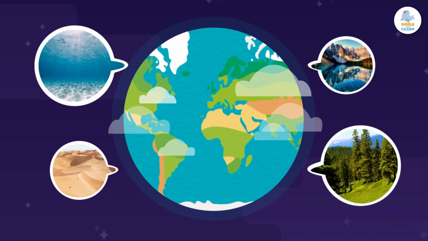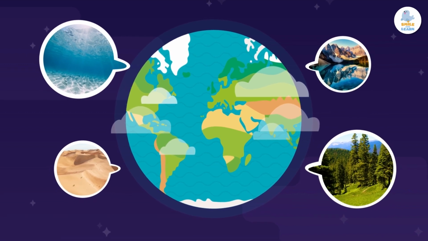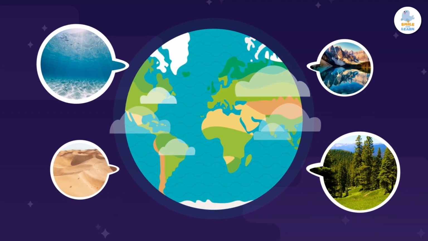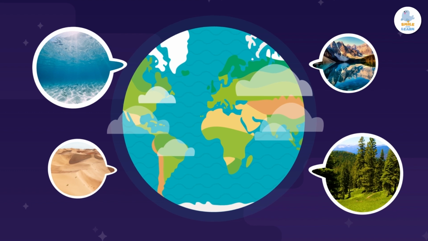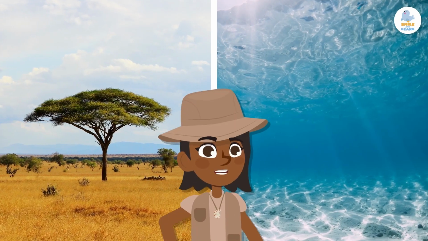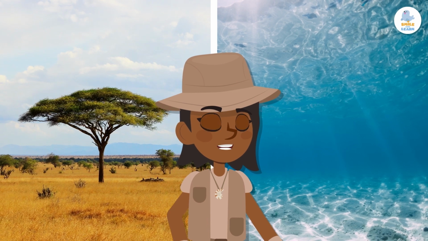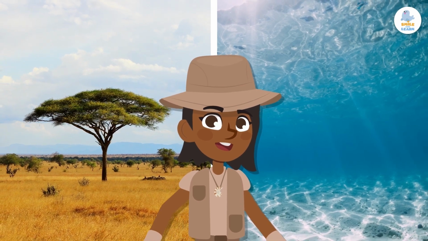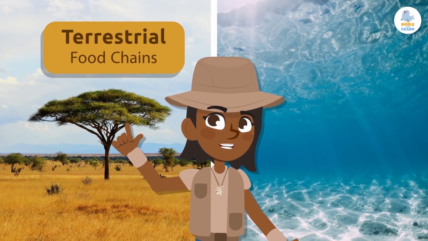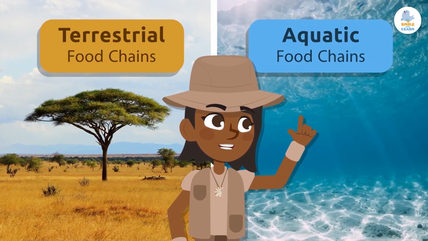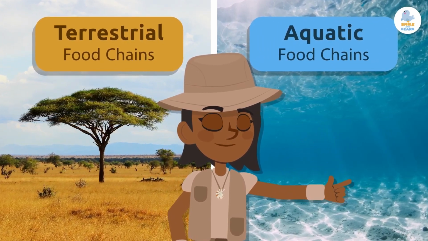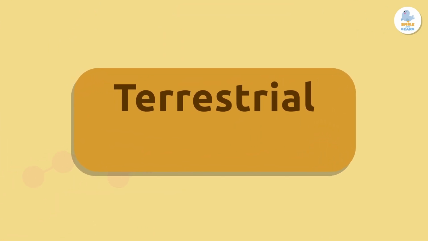That's it. There are two general types of natural habitats, terrestrial and aquatic. The living things in these habitats form many food chains. So we can classify food chains in two ways, terrestrial food chains and aquatic food chains. Terrestrial food chains.